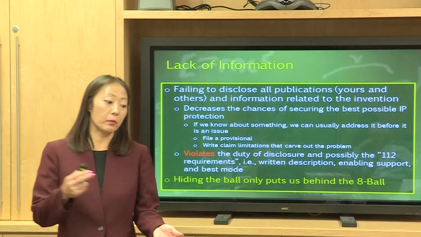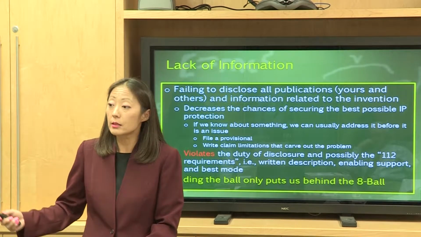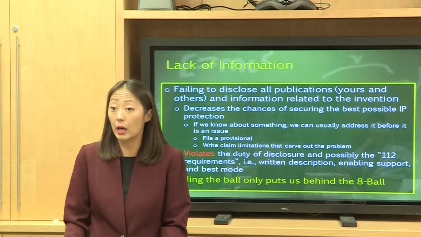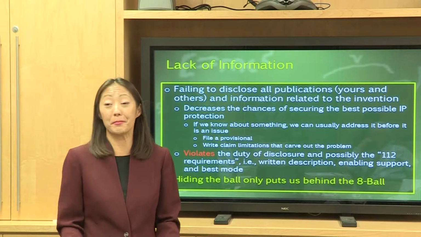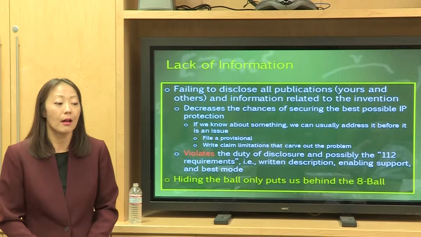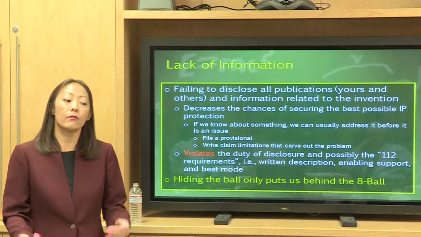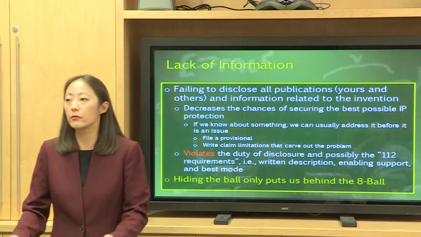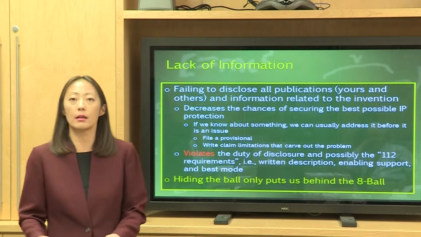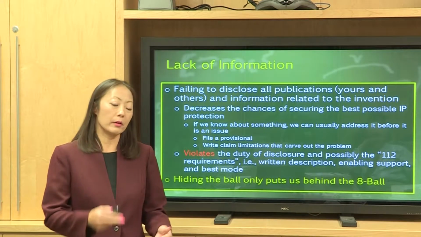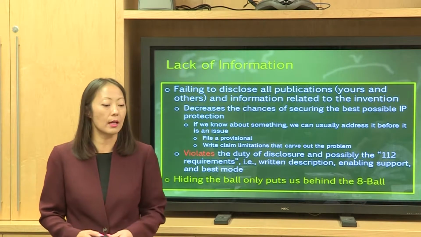So if we don't know about it, we can't set up that type of language for the downstream prosecution. Also, if you don't tell us about an upcoming presentation, or an upcoming manuscript that's going to be published because it was just accepted, it may even be on the internet already, we can't do anything after the fact. So if we know about it beforehand, we could file a provisional, and then try to minimize the risk of losing novelty or creating some big problems for us in that.